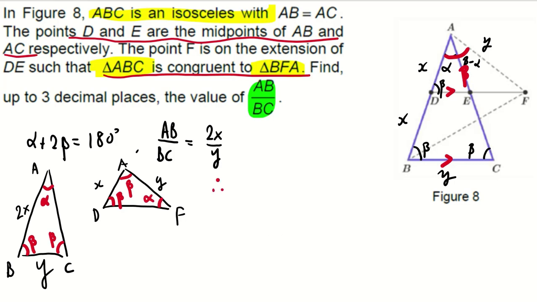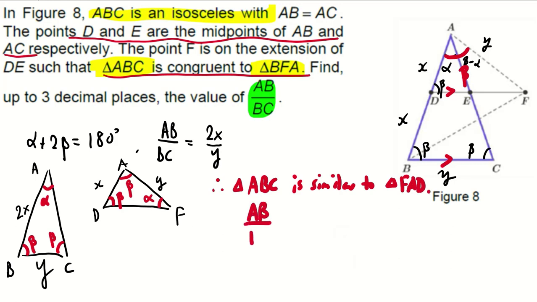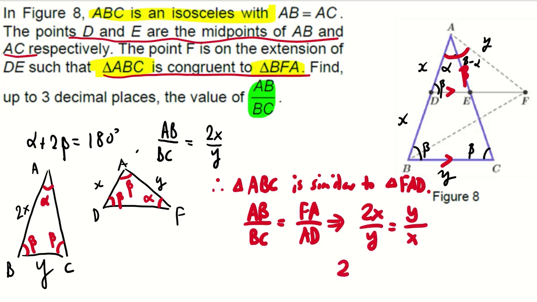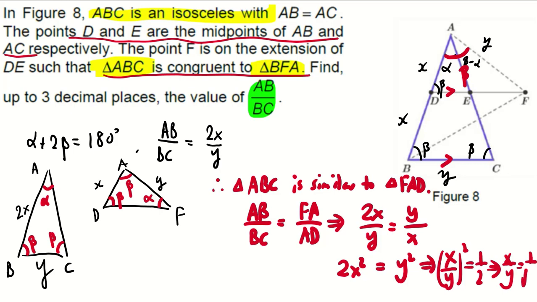In this case, we know that the triangle ABC is similar to the triangle FAD. Then AB over BC will be equal to FA over AD. Therefore, 2X over Y equals Y over X. So 2X squared equals Y squared. X over Y squared equals 1 over 2. And therefore, X over Y equals 1 over root 2.